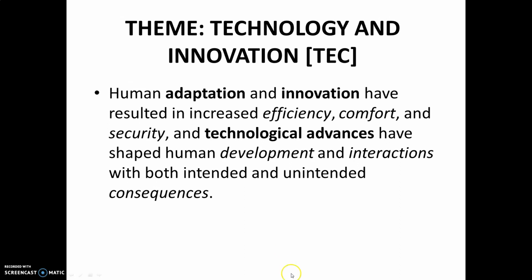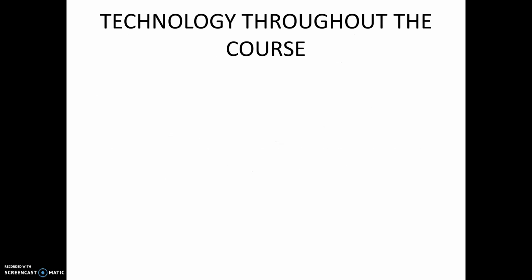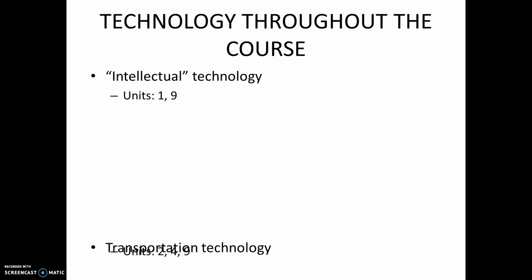Technology and innovation. So human adaptation and innovation have resulted in increased efficiency, comfort, and security. And technological advances have shaped human development and interactions with both intended and unintended consequences. Now, when it comes to this particular theme, it's a little more sparse than governance throughout the course. And we have four main categories we're looking at. All right, we have intellectual technology. Unit 1, it's more ideas that were transferred within Dar al-Islam. And in our fourth era, it's more of the modern developments.